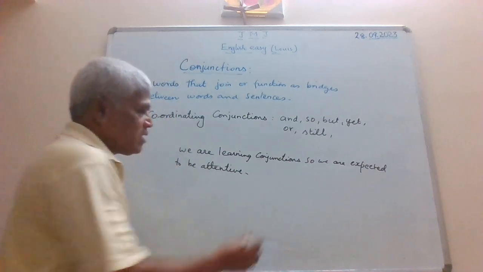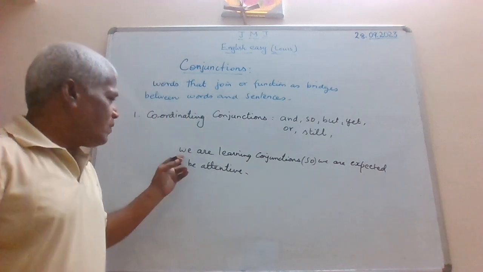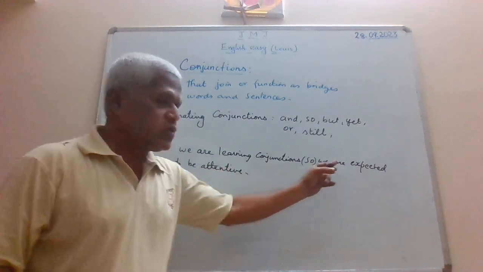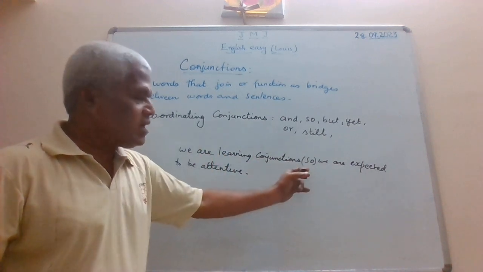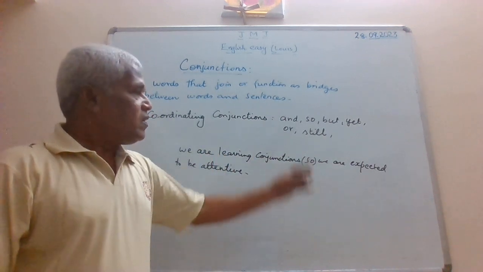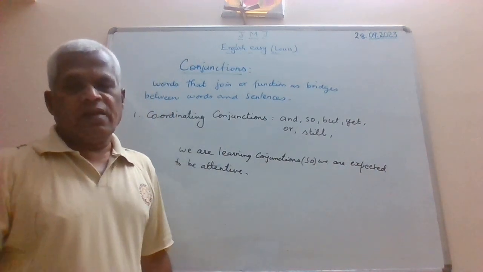Now, what is the conjunction here? We are learning conjunctions; we are expected to be attentive. These are the two sentences, and these two sentences are joined by the conjunction so. We can add and so together also: and so we are expected to join.